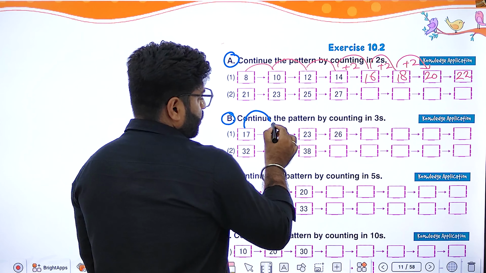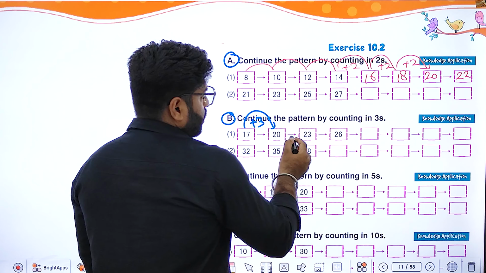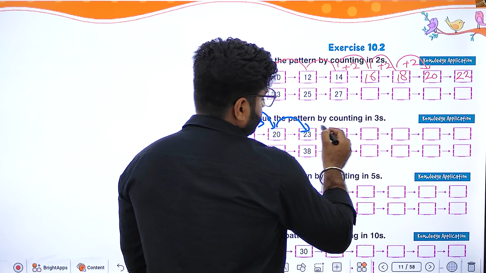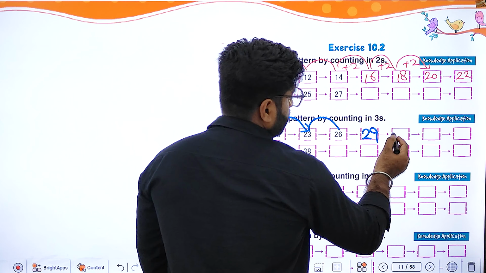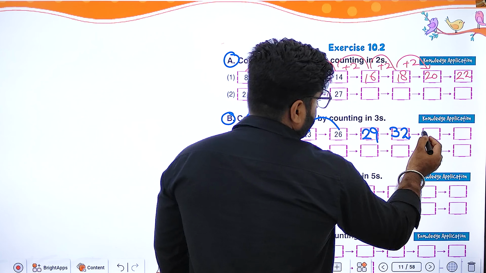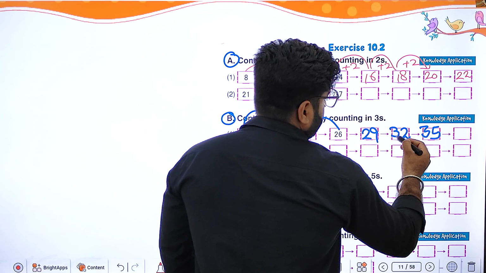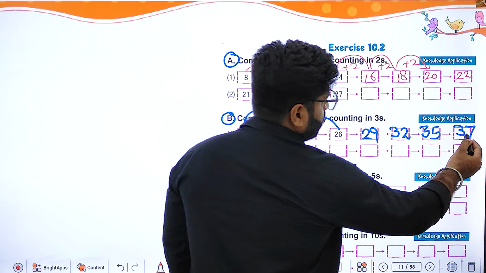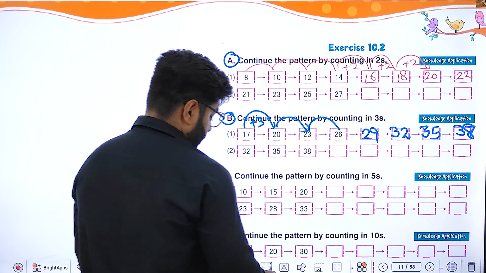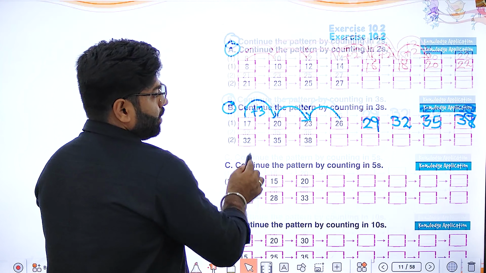Next come to the B part, that is continue the pattern by counting in threes. So here we are going to add 3 each time. Here we are at 29. Then next we are at 32, 35, and 38. Okay, next come to the C part.